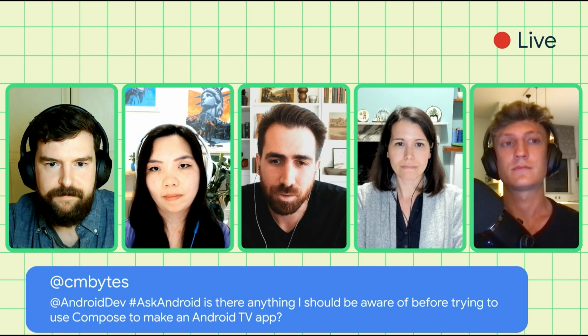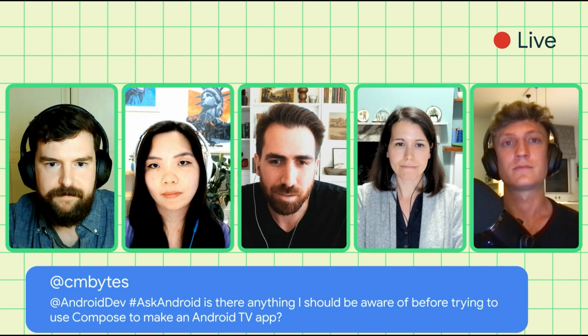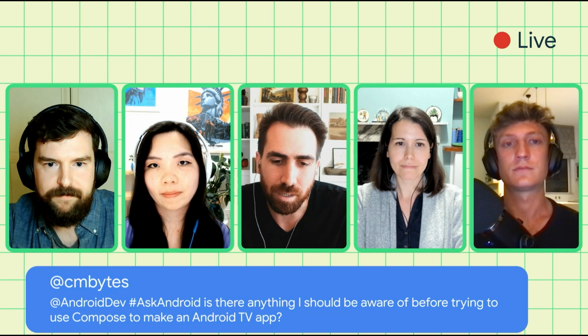Also the SDK. Some TVs might have much older SDKs, so you want to make sure. Compose supports 21 plus, but on some of the older SDKs, we're going to struggle a little bit more in terms of memory management and some graphics performance and things like that. So also watch out for that. Sometimes TVs might not have the Play Store and things like that.